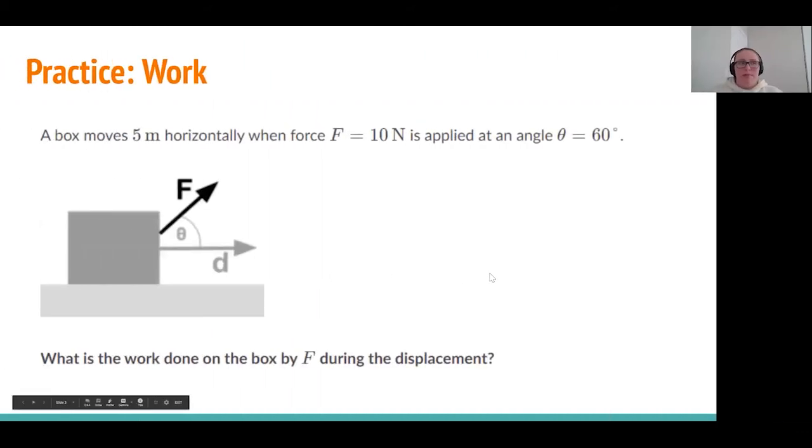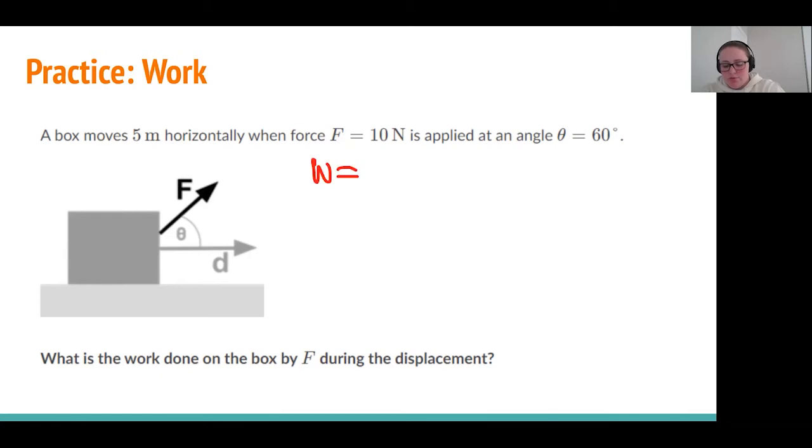For our third problem here, we have a box which moves 5 meters horizontally when a force of F equal to 10 newtons is applied at an angle of theta equal to 60 degrees. So again, we're solving for what is the work done by the force F. So kind of similar to the first problem, but slightly different. How would you guys solve? It seems like you guys reached consensus. I see in the chat, everybody got 25. Let's go over this, see how we get to this answer.